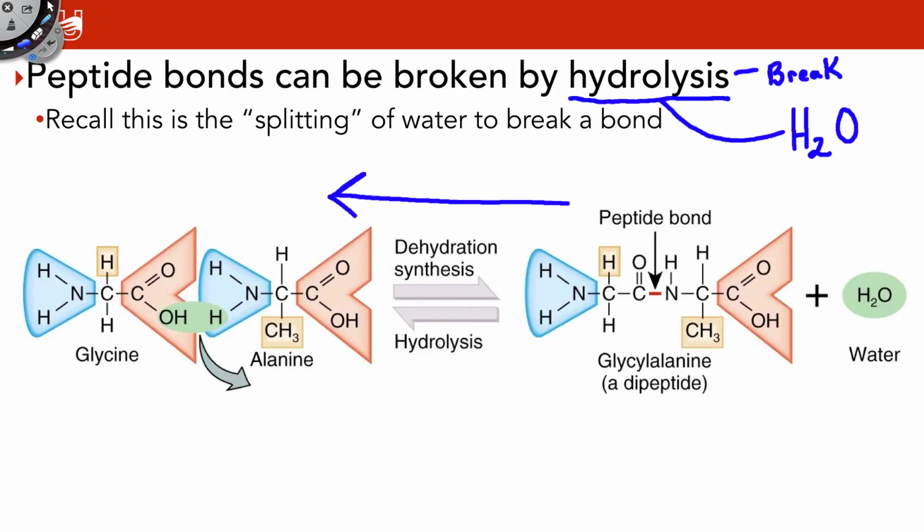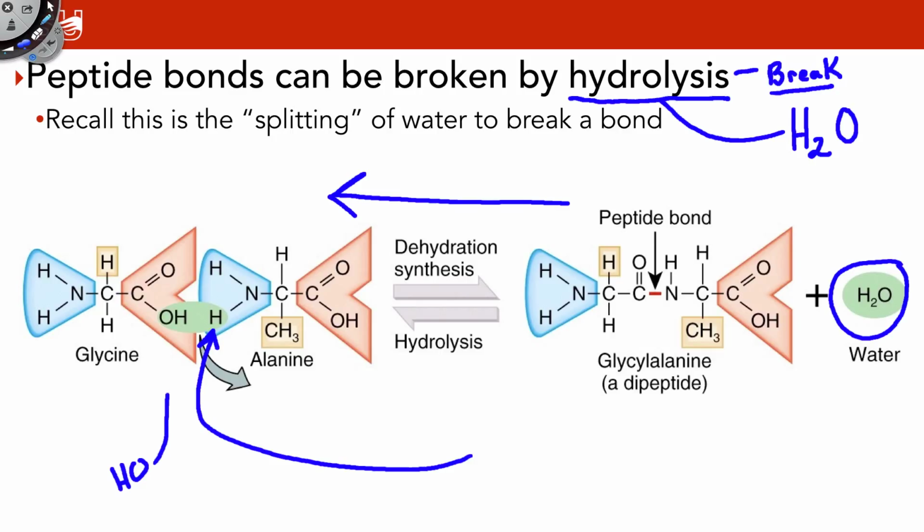Here we have this peptide bond, and we want to break it. As we talked about before, when we make that peptide bond, a water comes off, right? So guess what we have to do if we want to break the bond? Hydro, water, lysis, break: we're going to have to split a water. One part of the water, the hydrogen, will go with the amine over here, and the OH, the remaining part of that water, will go with the carboxylic acid, and that will split the bond.